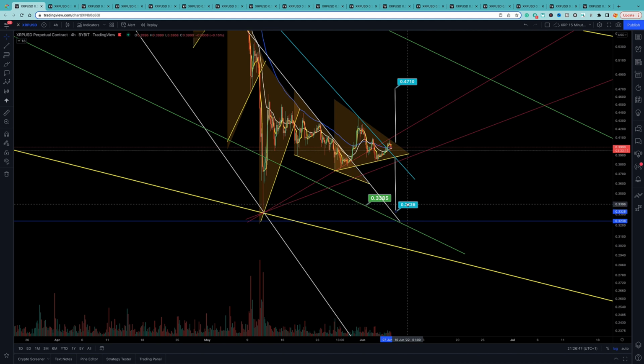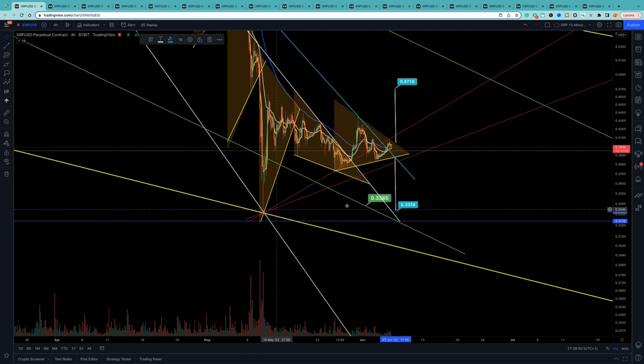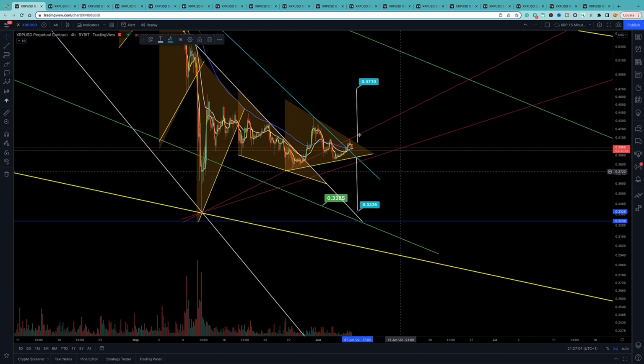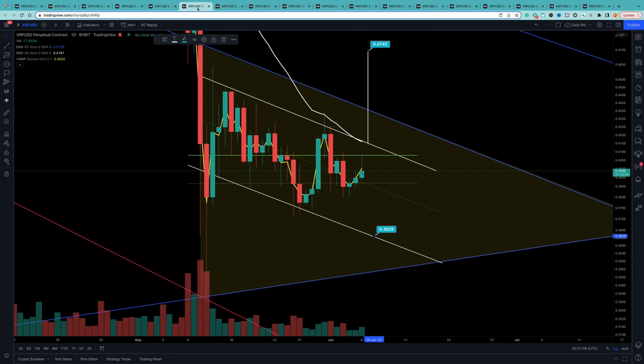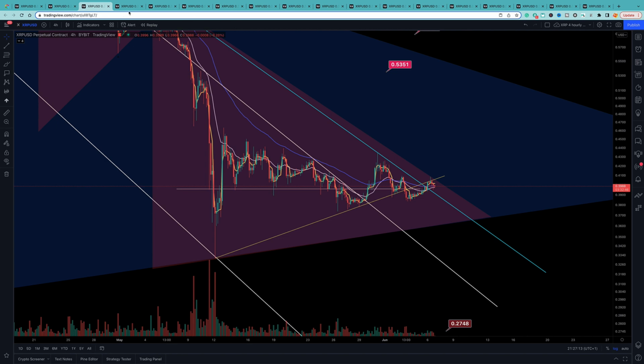Getting a target of 33, which again is a double bottom. So you can see I'm just looking for different confluence between the timelines. So whichever one this goes to, it looks like we're going to head to a 47 or so, or a 33. Okay, so now I'm going to have a look at this.